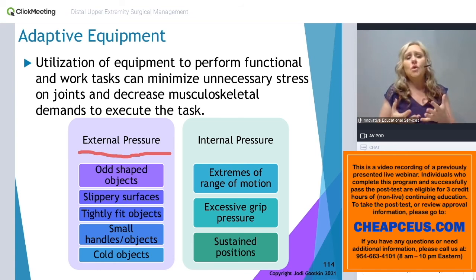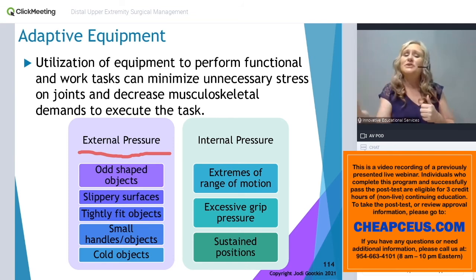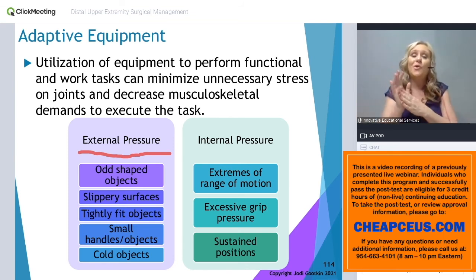Just holding cold objects, we might need to educate our patients, when you go to reach in that fridge or grab that ice, even if you can start to use your operative hand, maybe you should be using the other hand because we know cold is a vasoconstrictor.